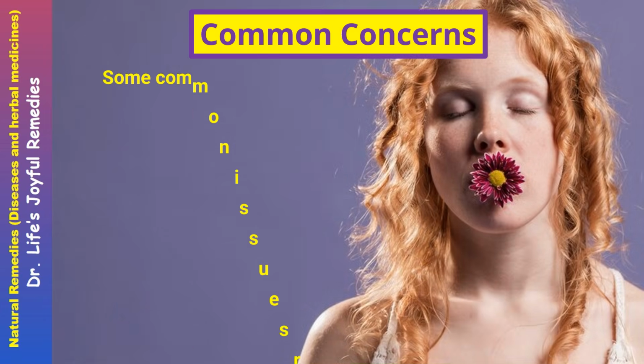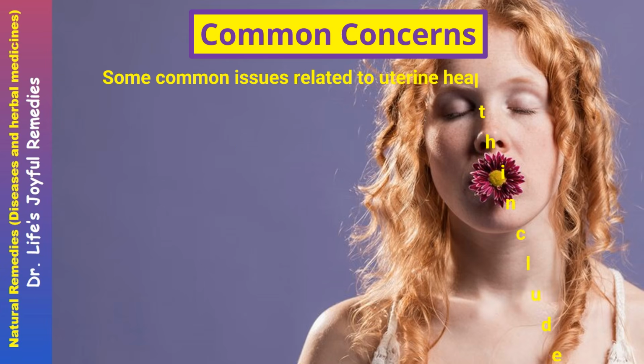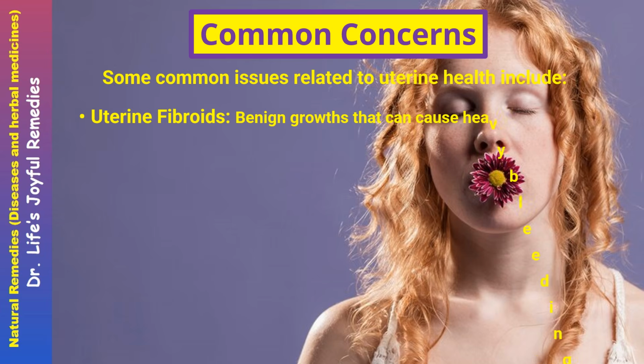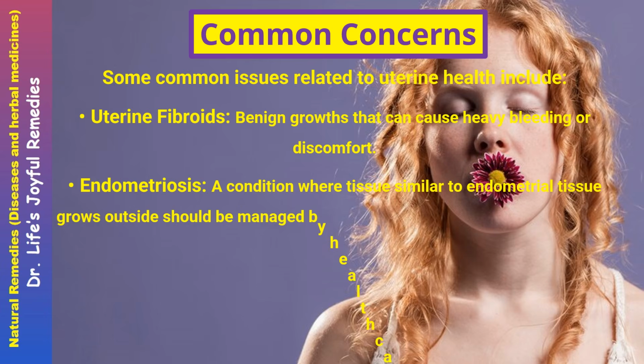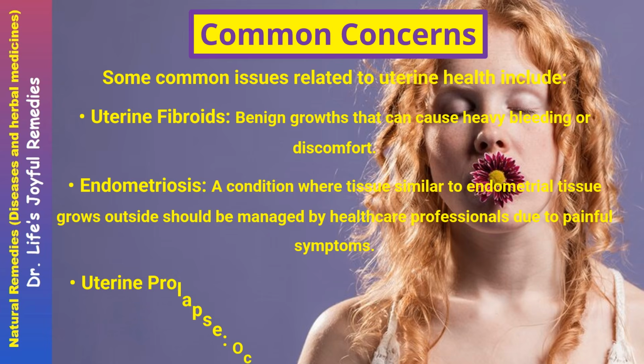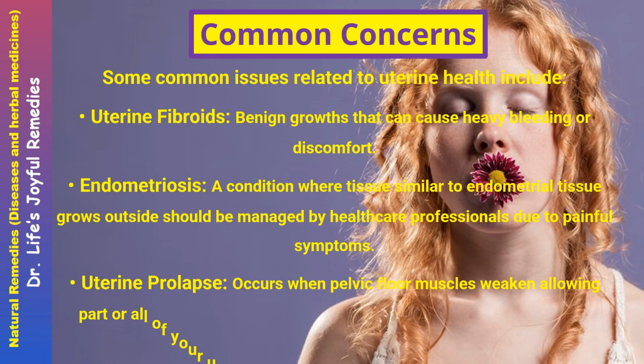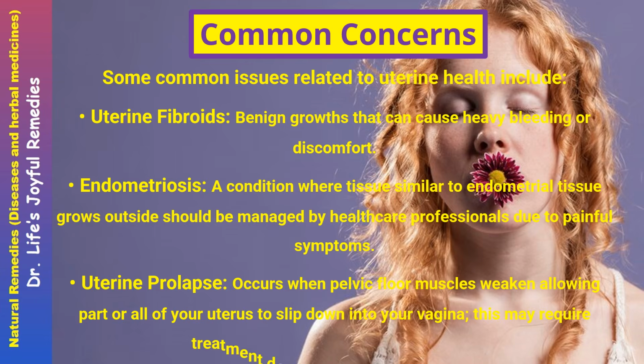Common concerns. Some common issues related to uterine health include uterine fibroids, benign growths that can cause heavy bleeding or discomfort. Endometriosis, a condition where tissue similar to endometrial tissue grows outside, should be managed by healthcare professionals due to painful symptoms. Uterine prolapse occurs when pelvic floor muscles weaken, allowing part or all of your uterus to slip down into your vagina. This may require treatment depending on severity levels.